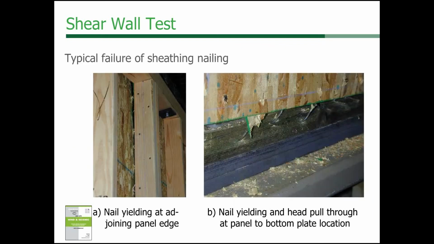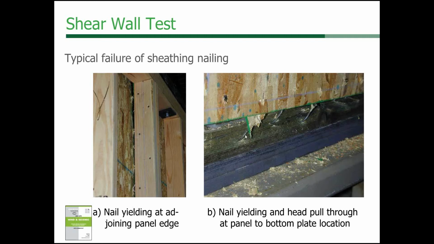Now let's look at some details on some of the failure mechanisms. Here on the left, we see where the nail yielded at the adjoining panel edges, and we'll talk more about this detailing. You can see there are 2 two-by-eyes, and where the panel joints occurred, they were nailed off to these, but you can see the nail yielding at these adjoining panel edges. The other picture on the right is at the sill plate, where you see nail yielding. The head of the nail pulled through at the bottom of the panel location here. You can see there's no nail.